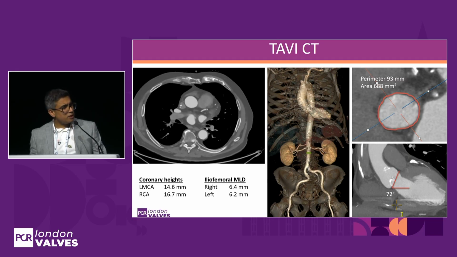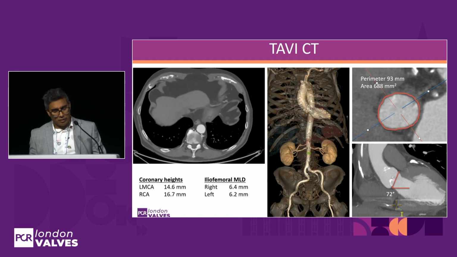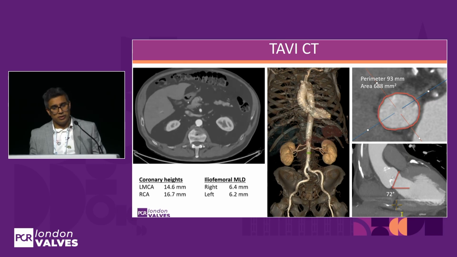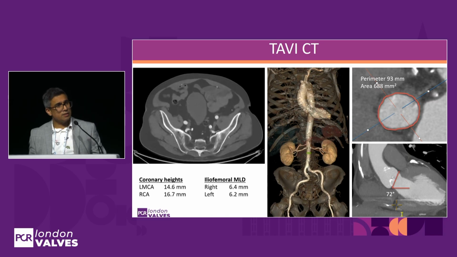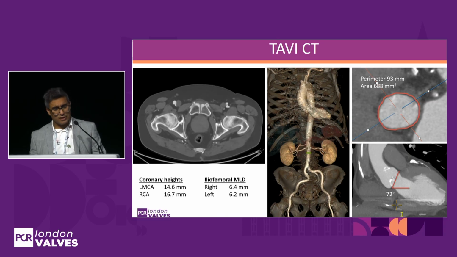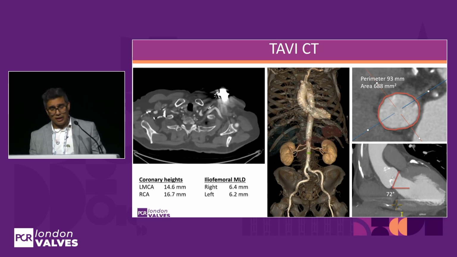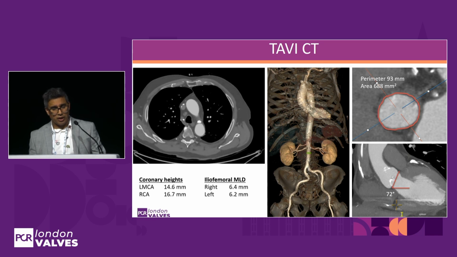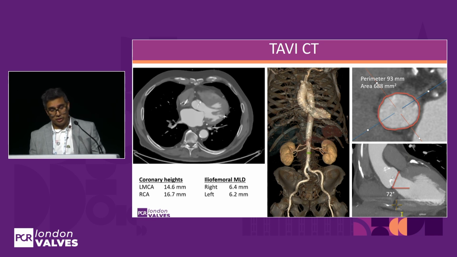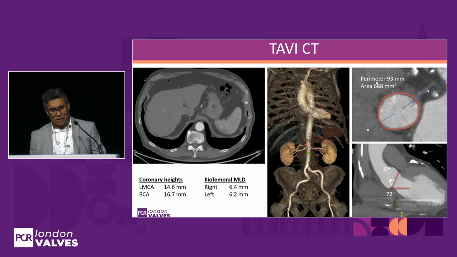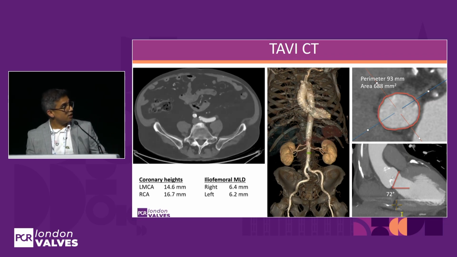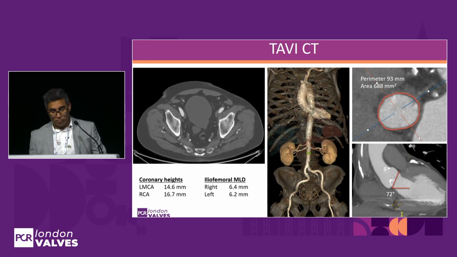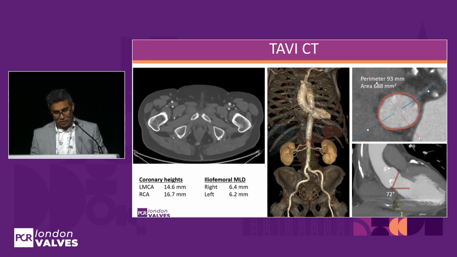There is some tortuosity in the iliofemoral system, but nothing prohibitive, and certainly the calcification distribution was reasonable in terms of access. In terms of the annular size, the annulus was large, with a perimeter of 93, an area of 688 millimetres squared, and it was a relatively horizontal aorta as well, with a 72 degree angle from the horizon to the annulus.